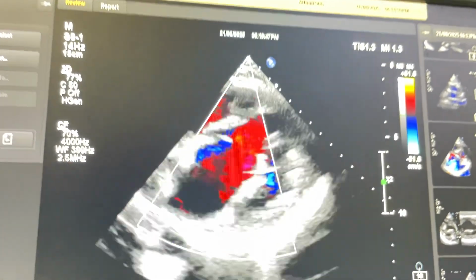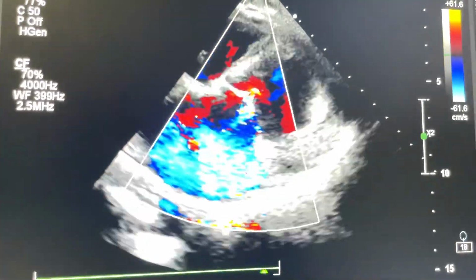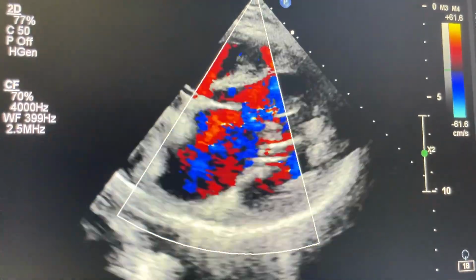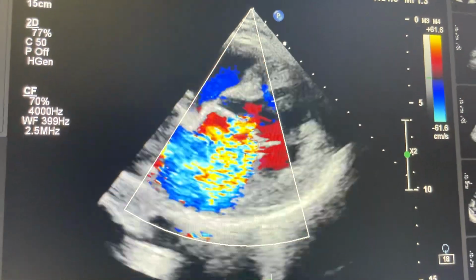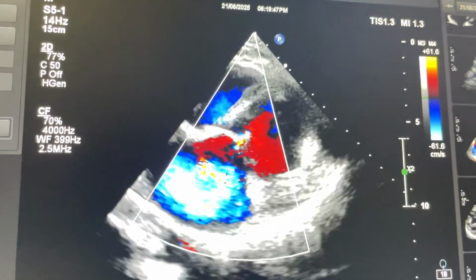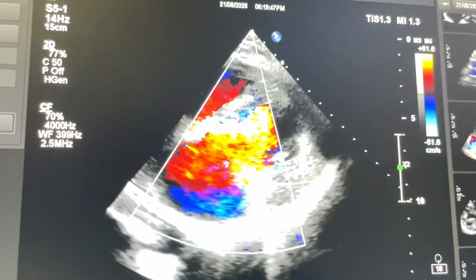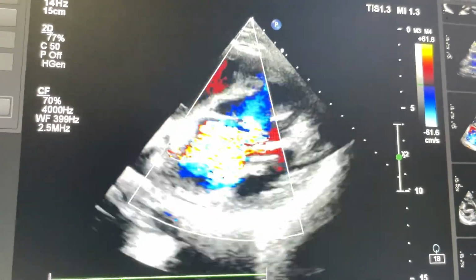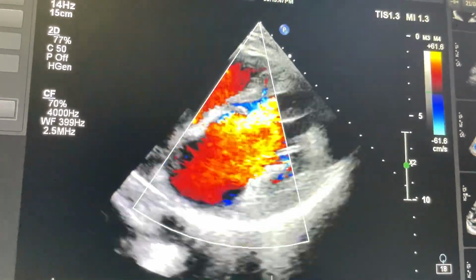Again you see the severe TR. And severe TR is the cause of shortness of breath. So that is the point to know in case of adult patient of corrected transposition of great arteries.